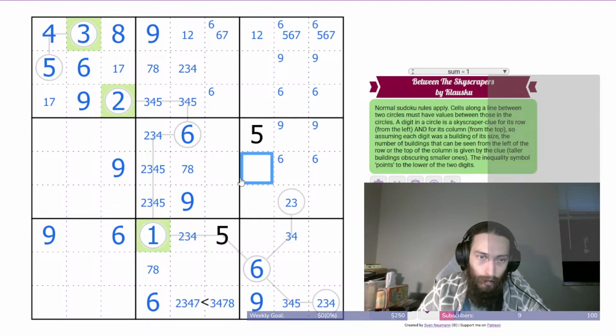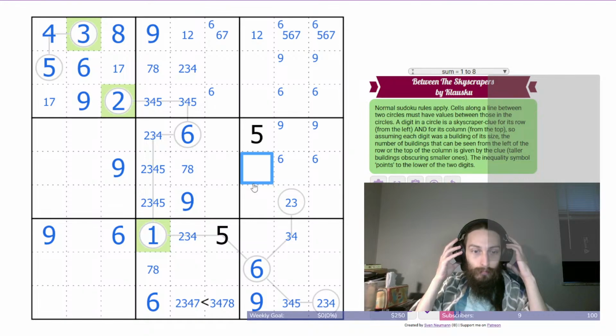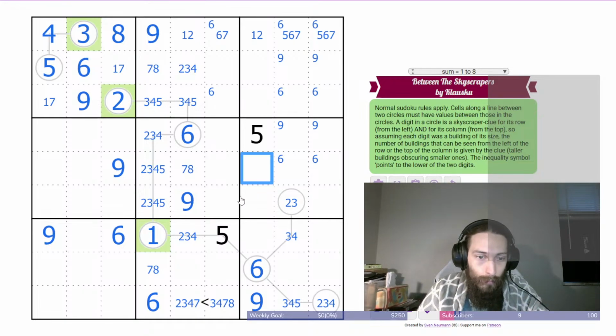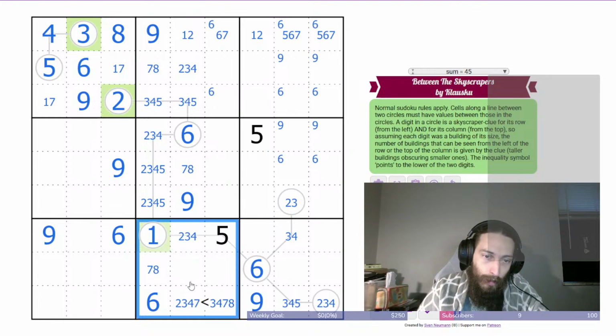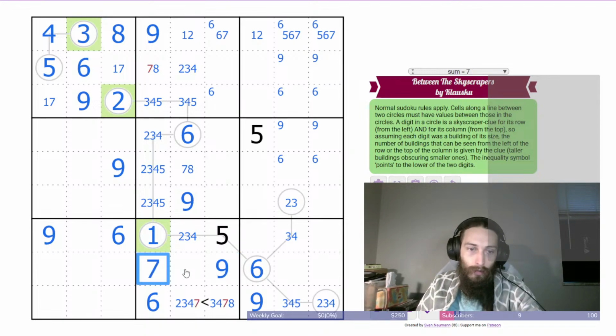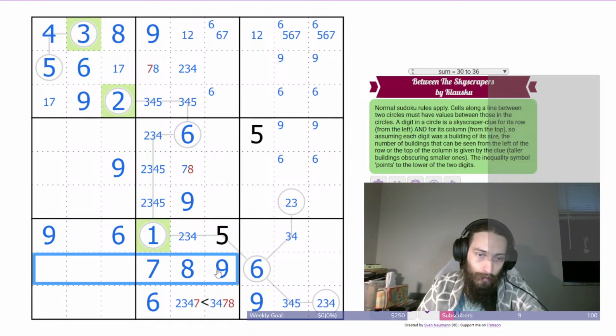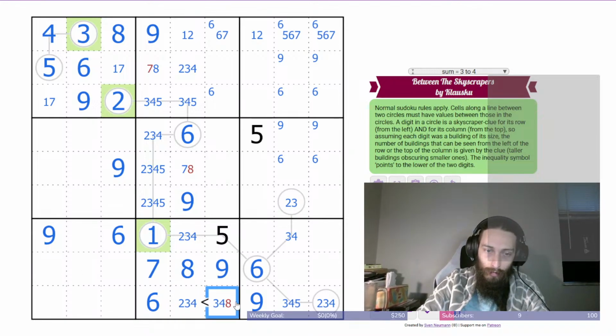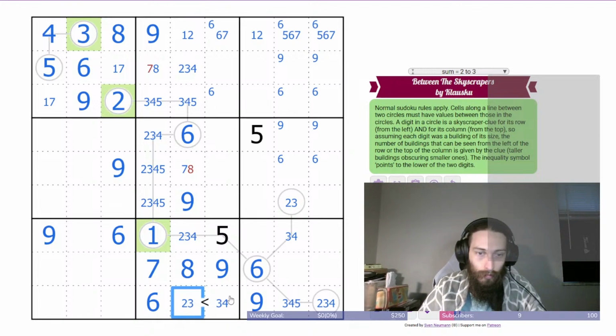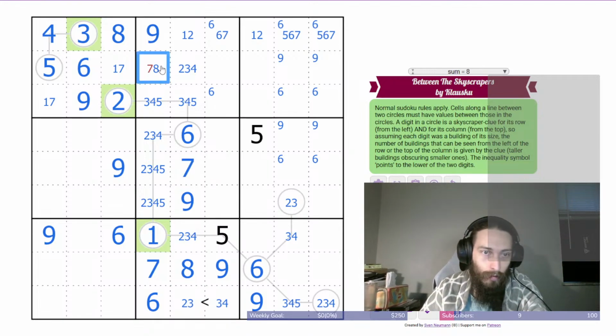The 1's here are done. Now the 9 in this box isn't here or here. It can't be a 1 or a 5, and it can't be a 7 or 8. So this is a 9. So this goes 7, 8, 9, because all of the digits have to be seen. 7, 7, 8. This is a 2, 3, 4. This is a 7, an 8.